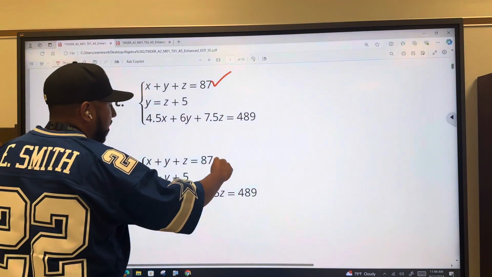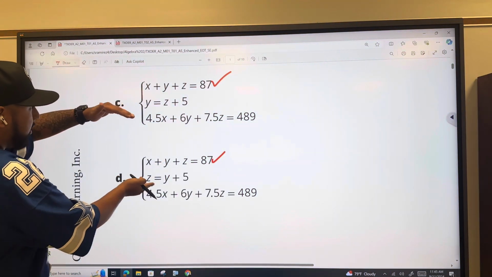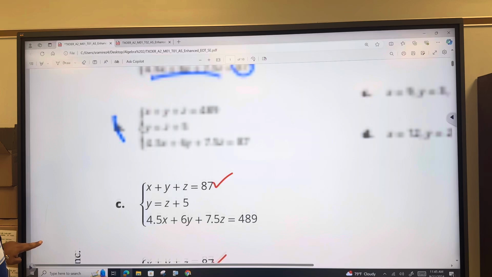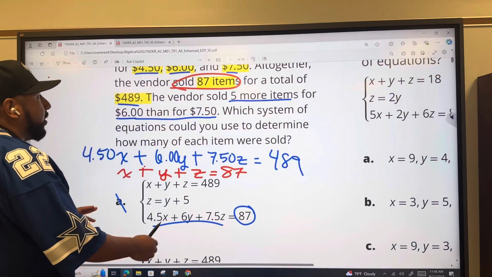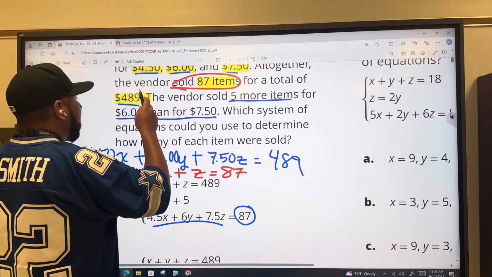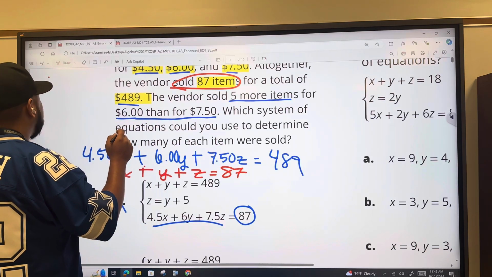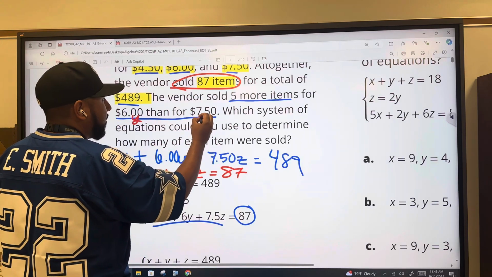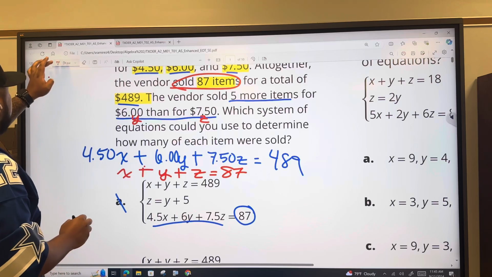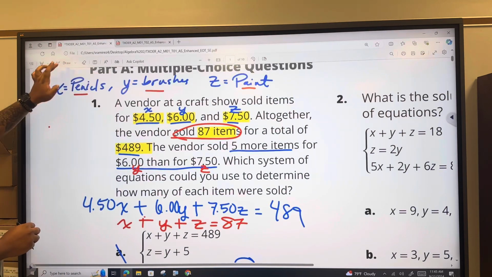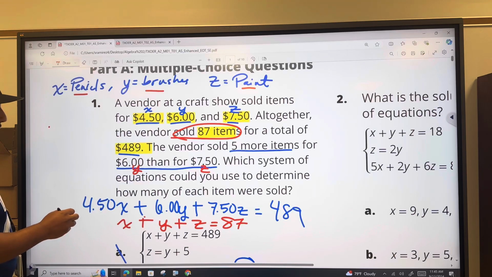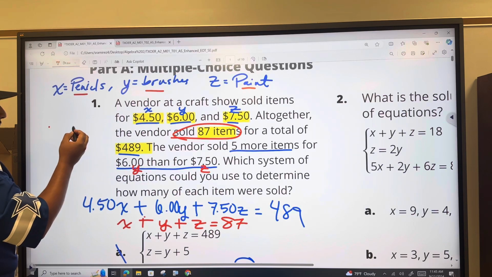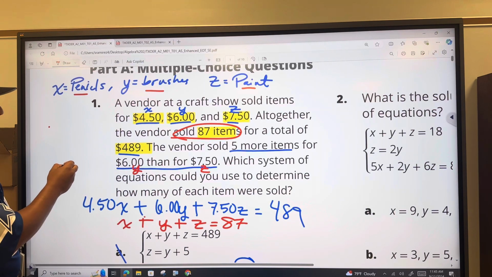Now we got the scenario with Y equals Z plus 5 or Z equals Y plus 5. Looking at that underlying statement I did before, the vendor sold 5 more items for $6, which is my Y, than for $7.50, which is my Z. So I need to say that I have 5 more of Y. So I have 5 additional brushes than paint.